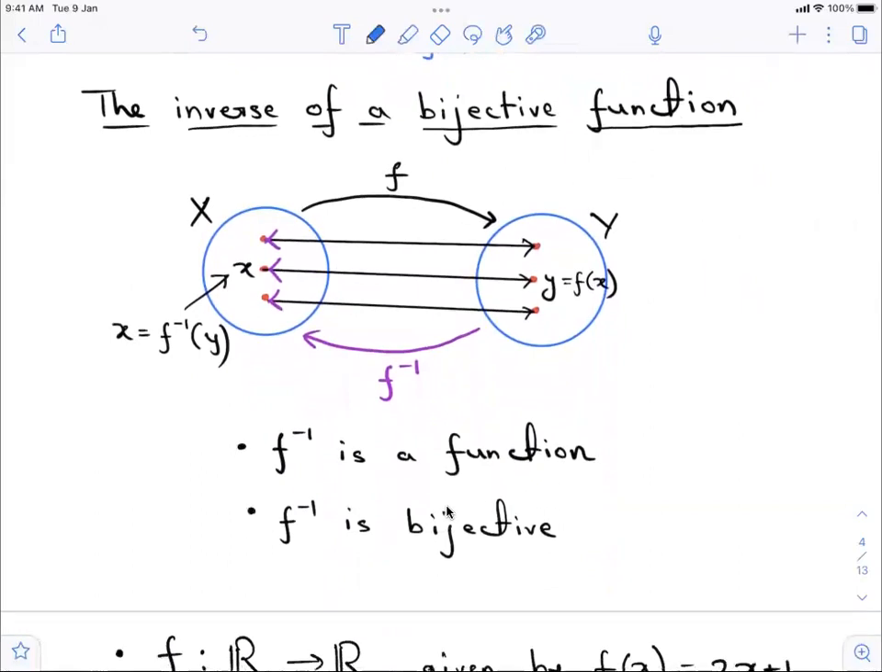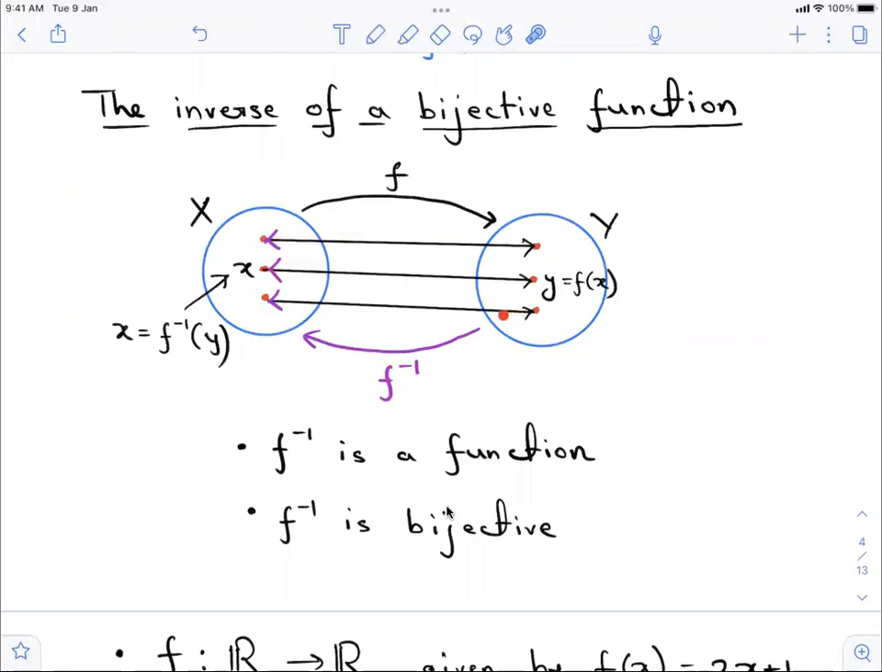So the good thing about a bijective function is that you can invert the whole scene, in the sense that if f is a bijective function from x to y, by reversing these arrows, you can get a function from y to x, and that function is called the inverse function, f inverse. So the domain of f inverse is y, and the range is x. And f inverse is a function, to be noted.